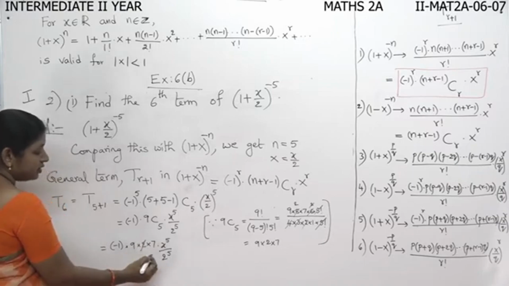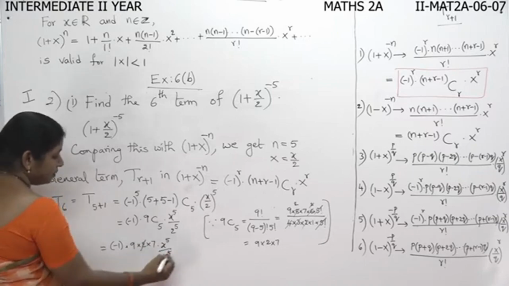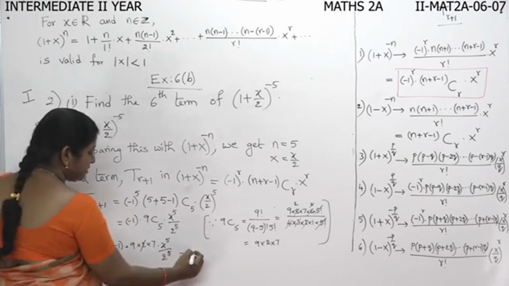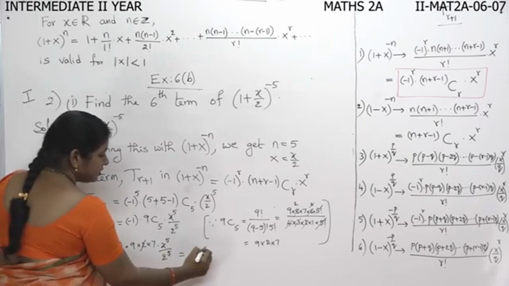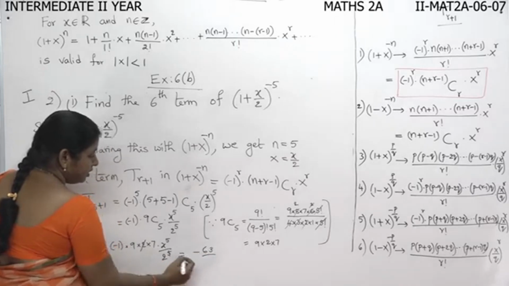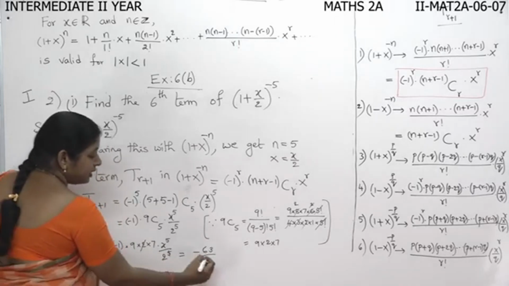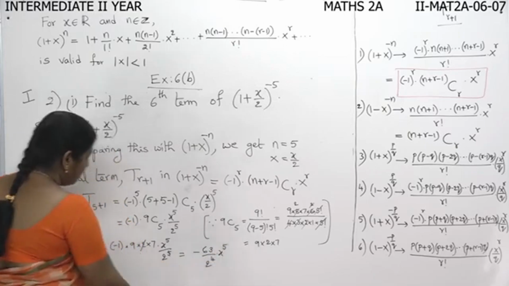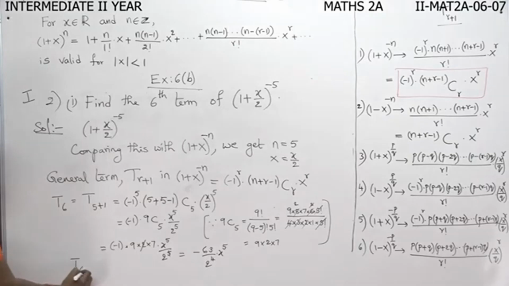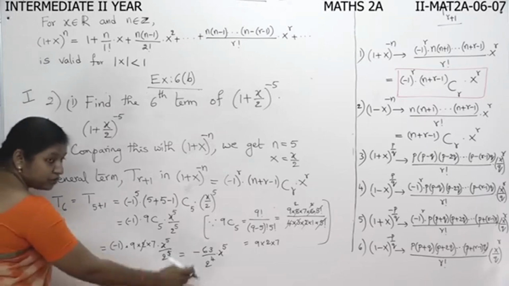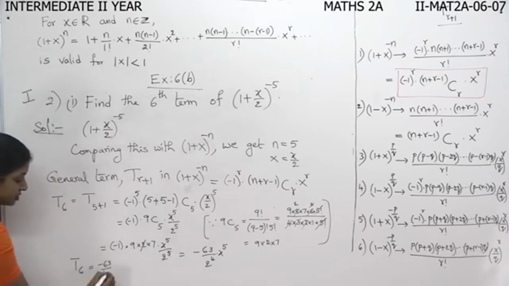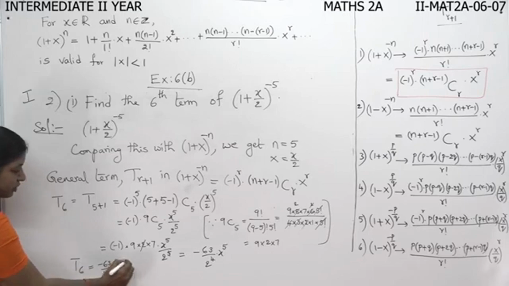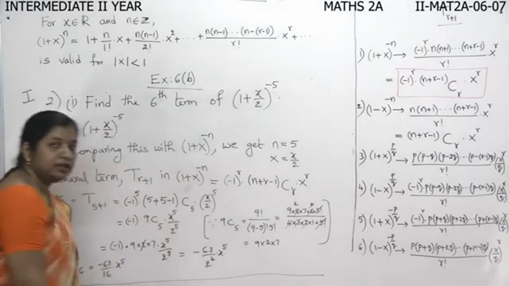So I can cancel this 2 in this. The remaining terms are minus 7 nines are 63 by 2 to the power of 1 gets cancelled here, so I will be left with 4 twos into x to the power of 5. So the sixth term in the given expansion is minus 63 by 2 to the power of 4, which is 16, into x to the power of 5. So this is the required sixth term in the given expansion.